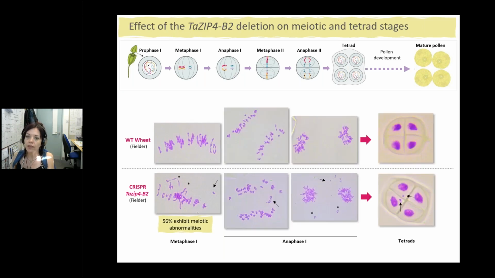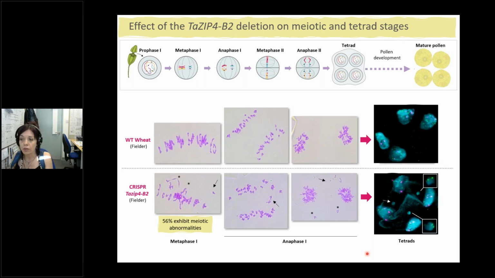So here you can see the wild type on the top and the CRISPR mutant at the bottom. And keeping it short, during anaphase I in the CRISPR mutant, there were frequent lagging chromosomes, split sister chromatids, and chromosome fragmentation, and as a consequence, the tetrads containing the four haploid gametes showed multiple micronuclei. It was striking because more than 50% of the tetrads showed at least one micronucleus, but frequently two or three, as a result of problems with segregation.